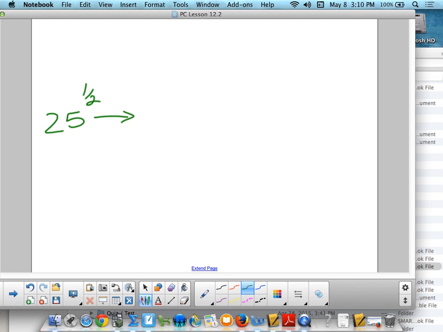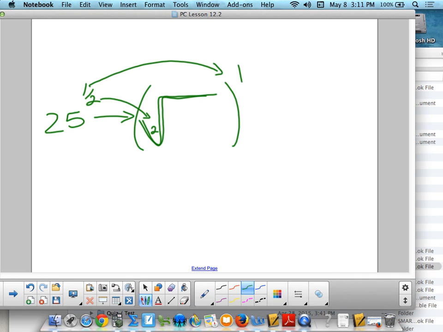Fractions are really just roots. When I say roots, I mean this. What root are we looking for? The bottom number. The bottom number says 2, so we're looking for the square root. The number on top is the power you will raise your answer to. So 25 goes in. What's the square root of 25? 5. Raise it to the first.